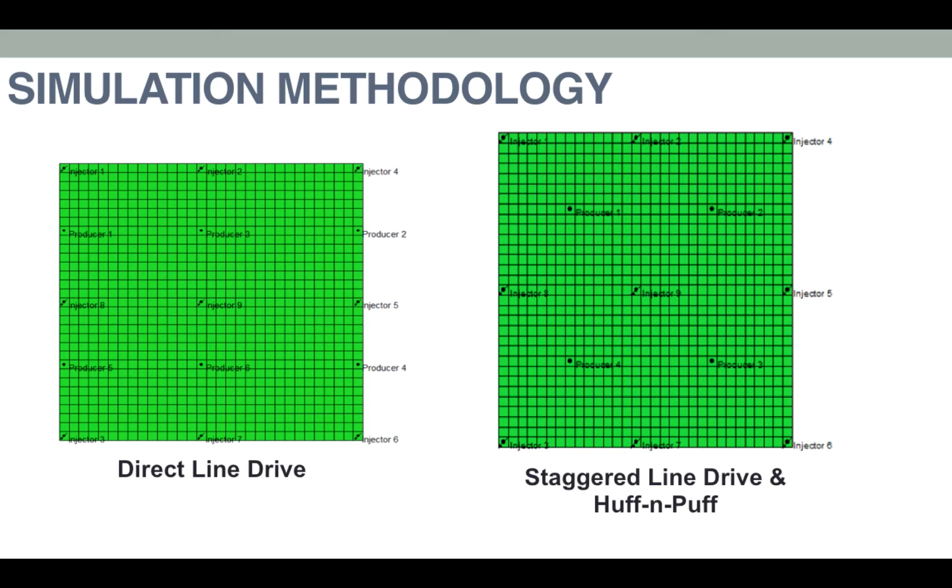Once the staggered line drive model had been put in place, we also used the same model for Huff and Puff, but for this model, we would shut in the producing wells for 1 month at a time and then open and produce those wells for 3 months while constantly injecting gas into our model.